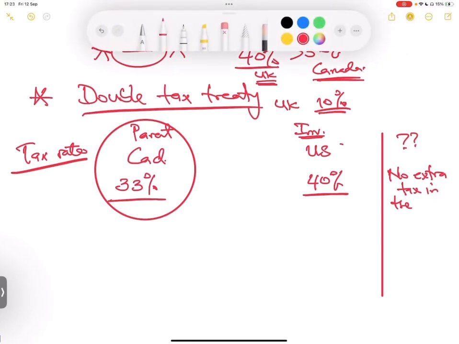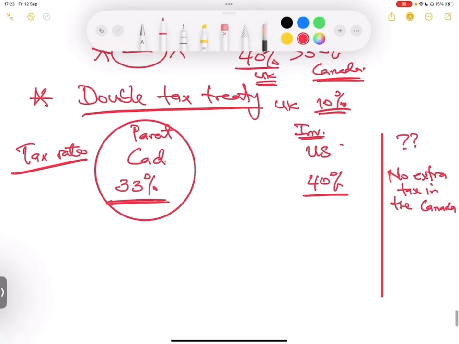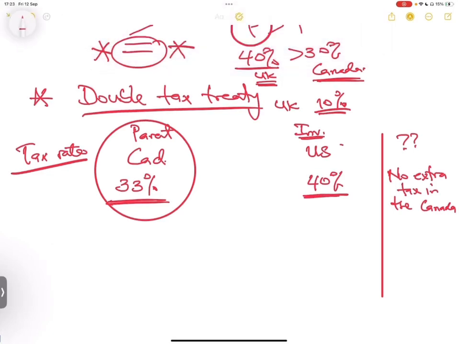Let's quickly write UK. So no extra tax in Canada, because in Canada, where the parent is, the investment income is charged at 33%, whereas this one is already paying tax abroad at 40%. Which means you won't include extra tax in your cash flow estimate.